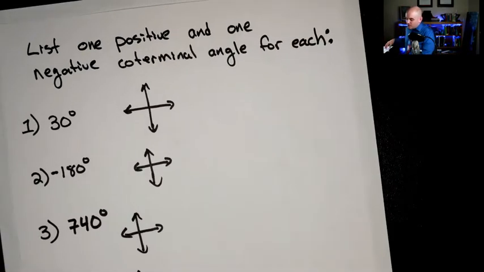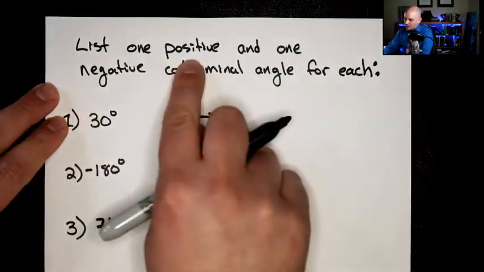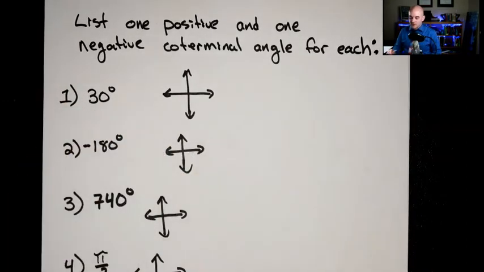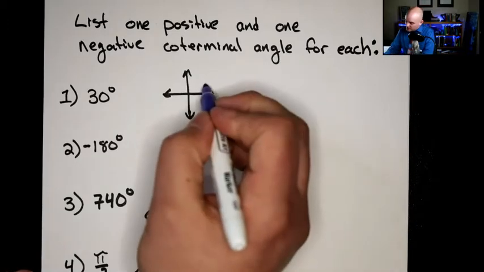And so here they are. And what I'm going to do is, this is how you'll see it on my quiz or my test. It says list 1 positive and 1 negative coterminal angle for each. So we're going to start with 30 degrees, and I'm going to draw 30 degrees. It looks like this right here.